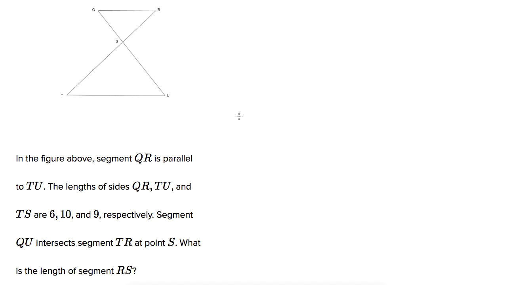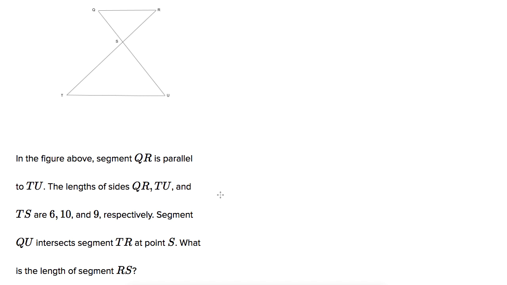This is Ben from Testive, and we're solving a math problem, geometry. In the figure above, segment QR is parallel to TU. All right, so QR and TU are parallel. The lengths of sides QR, TU, and TS are 6, 10, and 9, respectively.